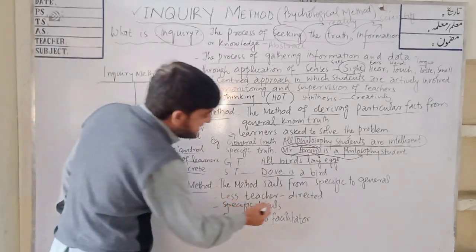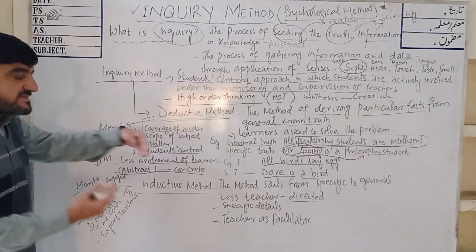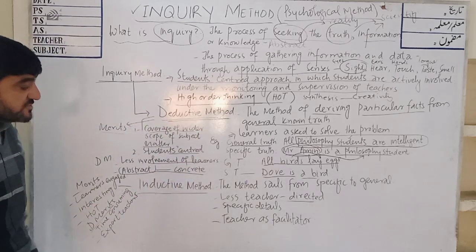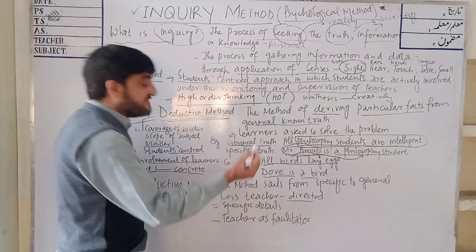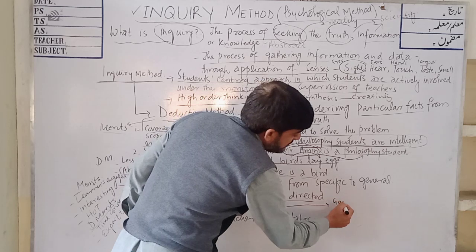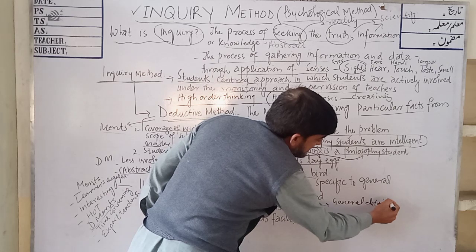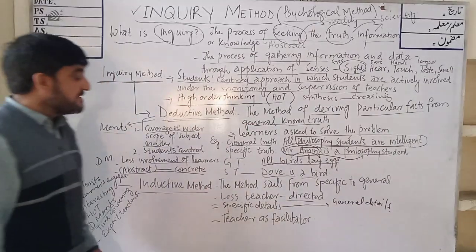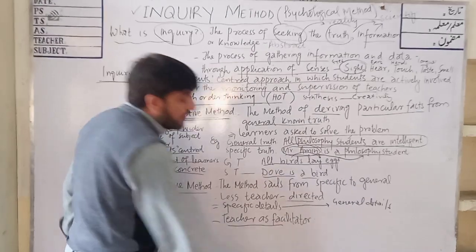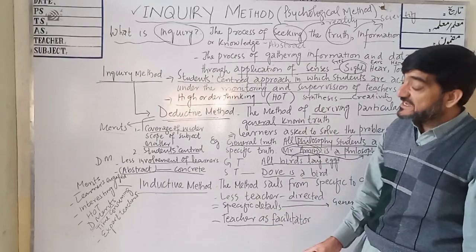It is less teacher directed. Less teacher directed means the teacher is just a motivator or organizer. All the activities are performed by the students. It is based on specific details because these specific details lead to general details. As we have studied, it travels from the specific to the general, and the teacher is only a facilitator. All the activities are performed by the learners.